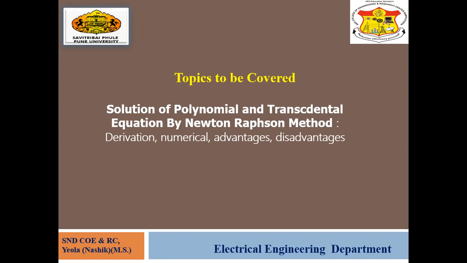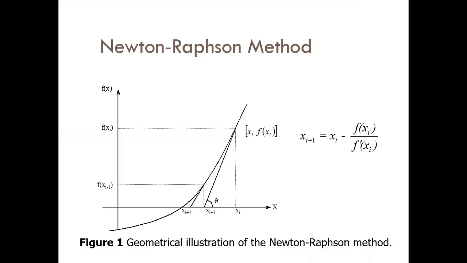In that, the topics covered are the derivation of the formula required for problem solving by using the Newton Raphson method, a numerical on the basis of the Newton Raphson method, and the advantages and disadvantages of that method. The Newton Raphson method is used to find the solution, or the root, of a polynomial or transcendental equation.